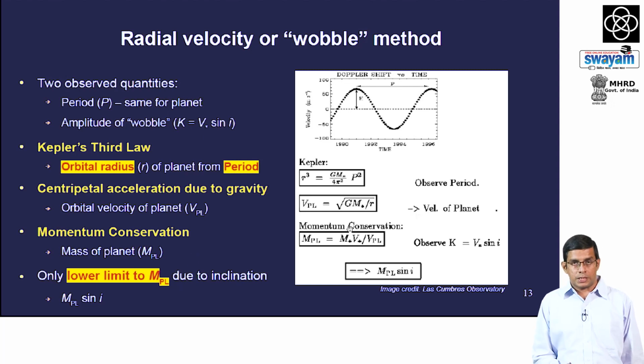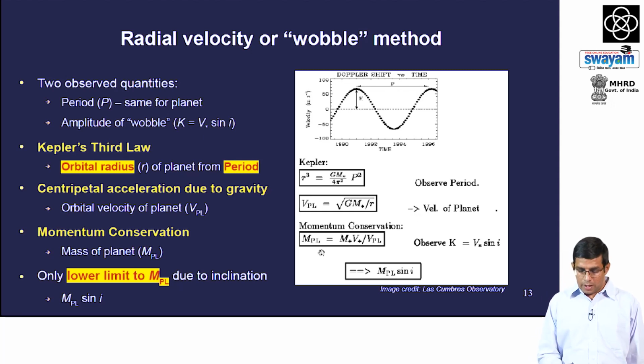Next, we use momentum conservation, that is, the momentum of the total star planet system is conserved, and using that we can obtain a measure of the mass of the planet. Now, because of the sin I factor, this inclination factor, we do not really get the mass of the planet, rather we obtain the mass of the planet times sine of the inclination angle I. So, this is only a lower limit to the mass of the planet because of this inclination factor.